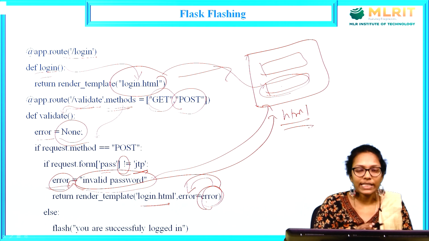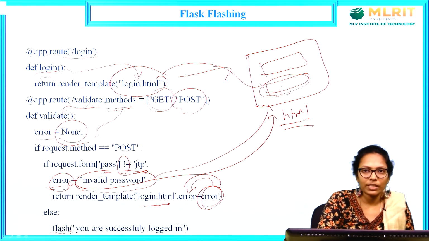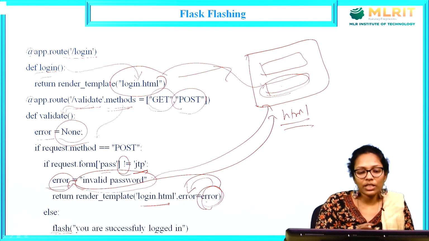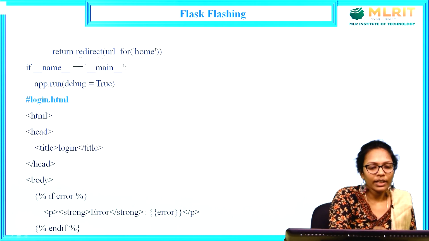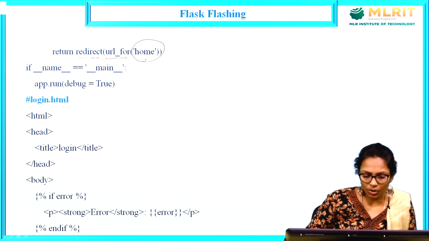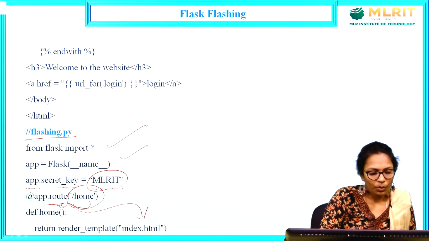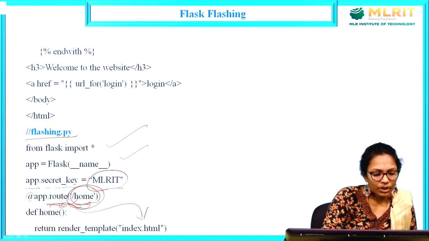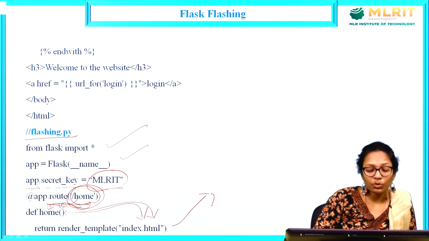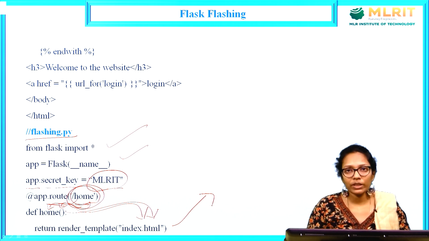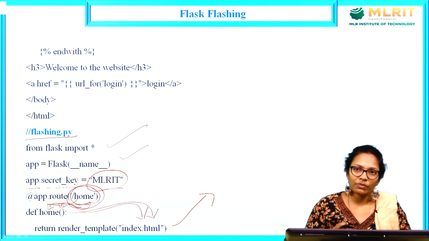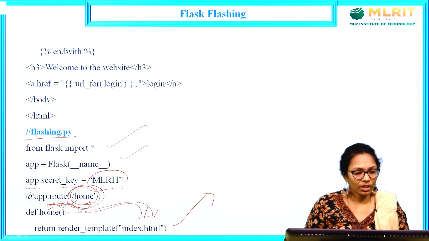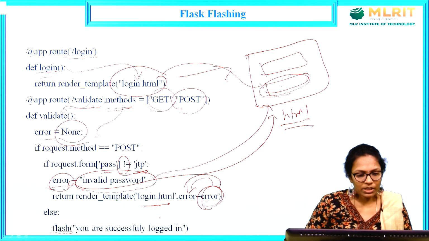Otherwise, if the password is correct, then you are generating a flash message. What are you generating? You are successfully logged in. This flash message should be sent to the HTML page again, right? So return redirect URL for home. What is this home URL executing? The home method, and this home method is going to index.html. That means if the password is correct, it will go to index.html, and that index.html will retrieve this information. What information? Flash information. Before going to index.html, we will see login.html.